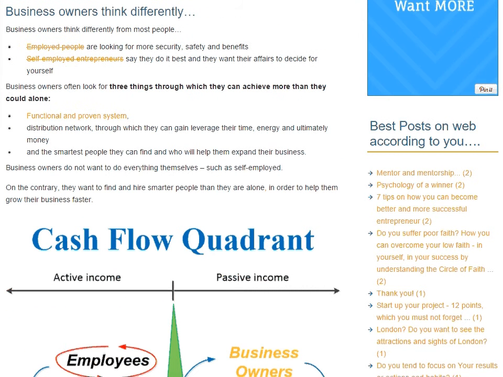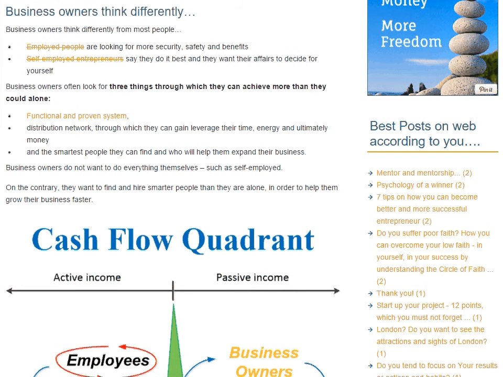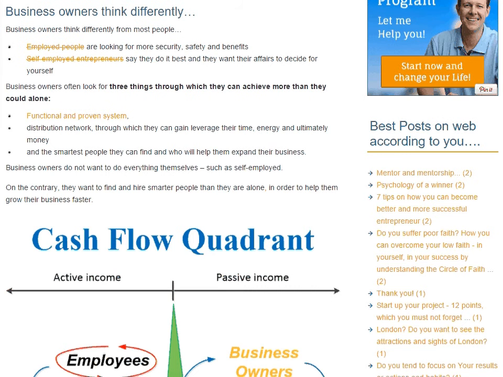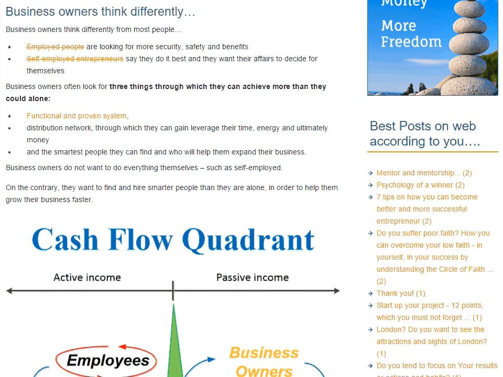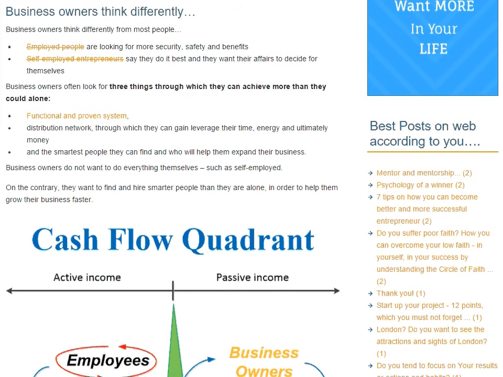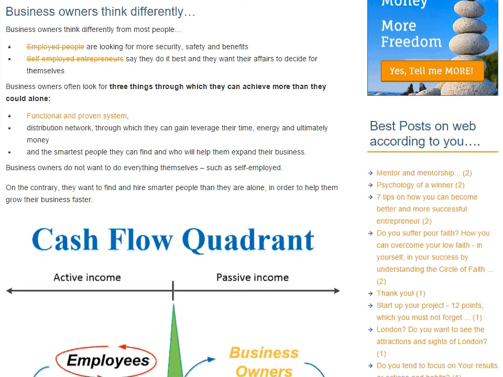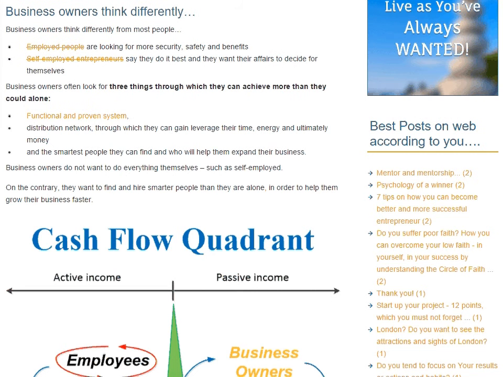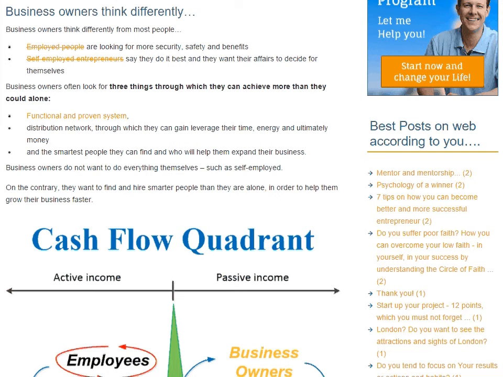Business owners think differently from most people. Employed people are looking for more security, safety, and benefits. Self-employed entrepreneurs say they do it best and they want to decide for themselves. Business owners often look for 3 things through which they can achieve more than they could alone. First, a functional and proven system. Second, a distribution network through which they can leverage their time, energy, and ultimately money. Third, the smartest people they can find, who will help them expand their business.